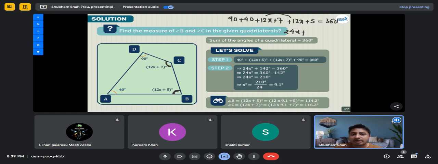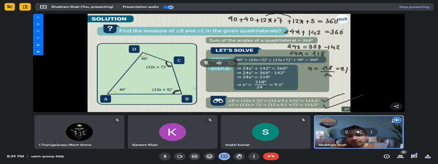Look. How much x? 90 plus 40 plus 7 plus 5. How much? 142 plus 24x equals 360. 24x equals 360 minus 142, 218. Therefore, the value of x is 218 upon 24, that is 9.1. Clear? So, angle B will be 12 into 9.1 plus 5, that is 114.2. And 12 into 9.1 plus 7, that is 116.2. Clear? Anybody having any doubt in this, beta? Okay, good.